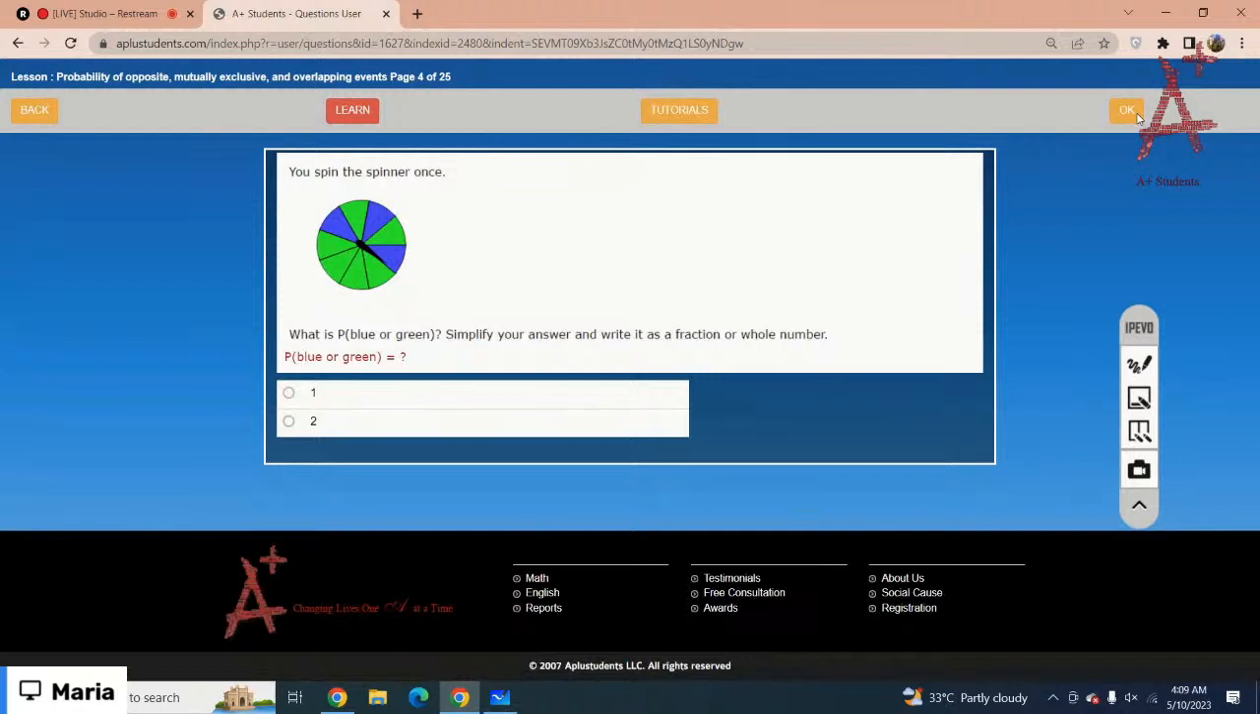Okay, you spin the spinner once. What is the probability of blue or green? So basically you need to calculate the probability of blue and green, and then you have to add. Probability of blue would be 1, 2, 3. Only 3 portions are blue out of 9. 3 out of 9 is the probability of blue. Then you have to calculate the probability of green. Probability of green is 6 out of 9. Got it? So 3 out of 9 plus 6 out of 9, 6 plus 3 is 9. Yes, it would be 9 out of 9. That would be just 1. Got it? So it would be 1.